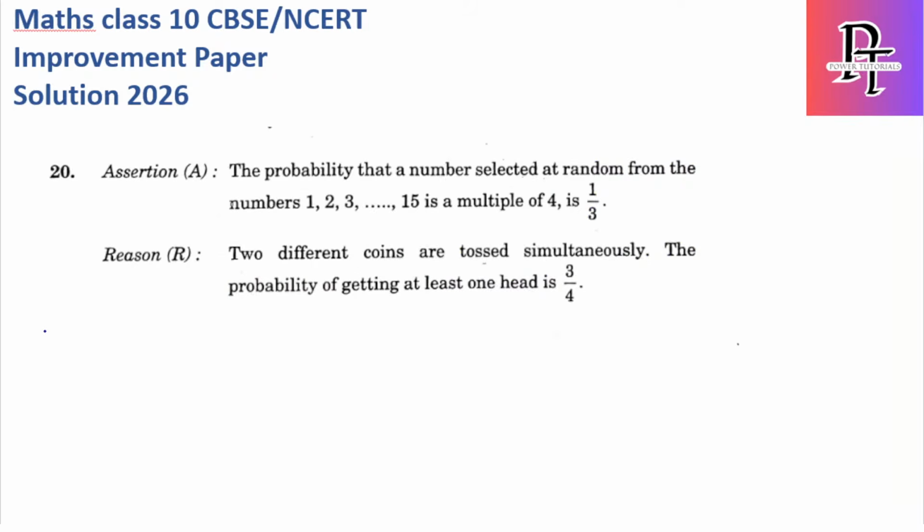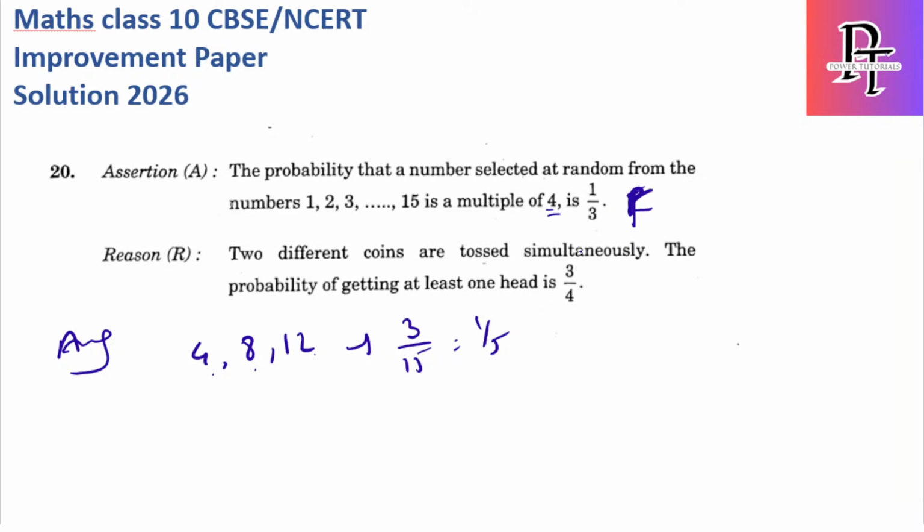Okay, let's see the next one. 20th question. The probability that a number selected at random from numbers 1 to 15 is a multiple of 4 is 1 by 3. Multiples of 4 are 4, 8, 12. Only 3 we have, and the total is 15. So 3 by 15 is nothing but 1 by 5. So the probability is 1 by 5, not 1 by 3. So A is false.